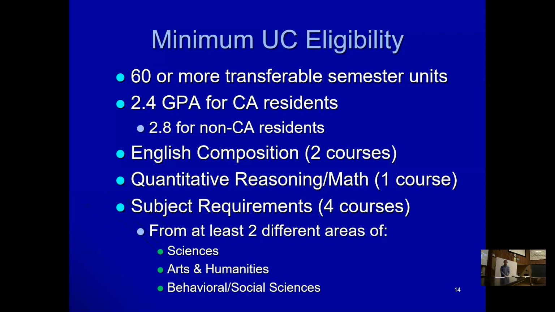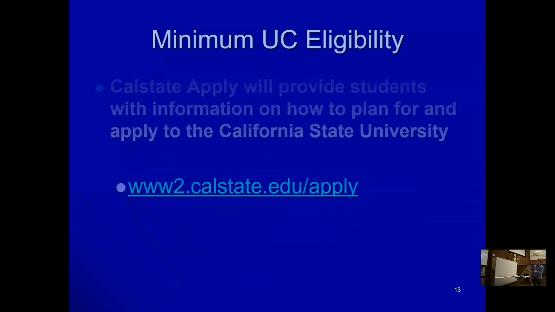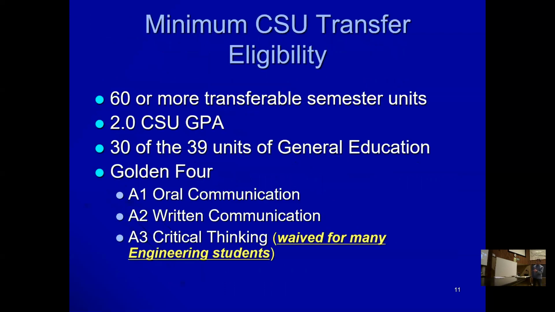Is there a difference between those two in terms of the minimum eligibility, which is pretty consistent? It's similar, but if I go back, you can see on the CSU side, they want most of the GE done as part of the minimum. Yeah, okay. And that's a big difference.